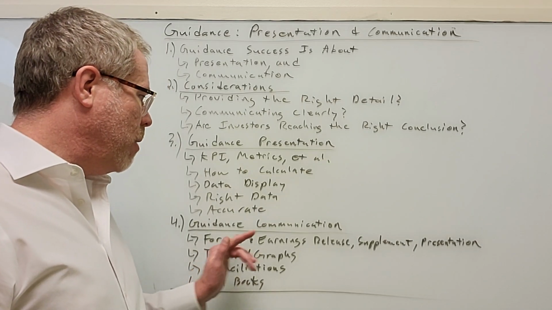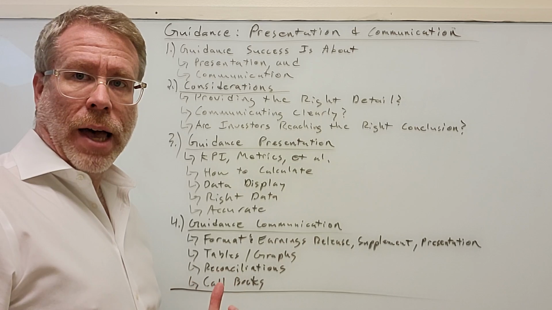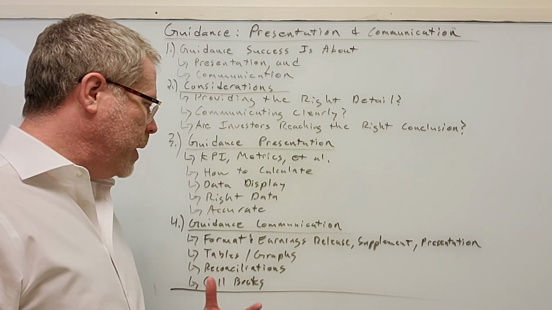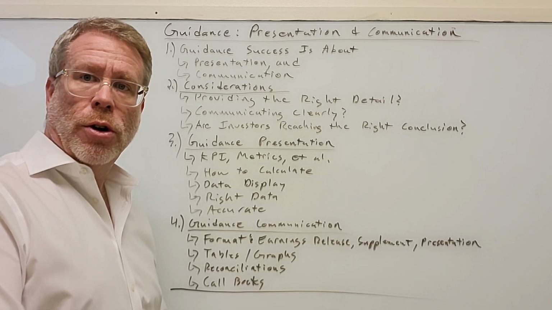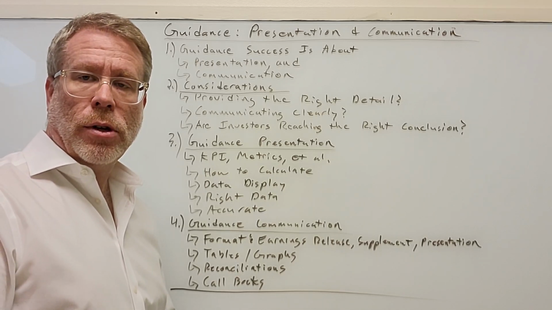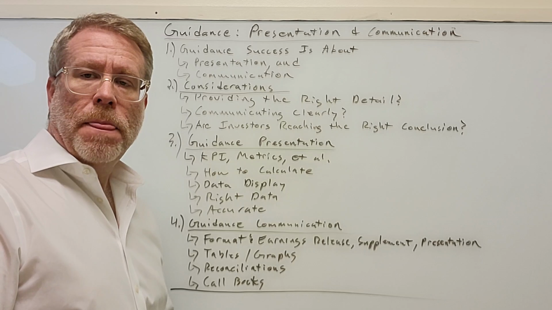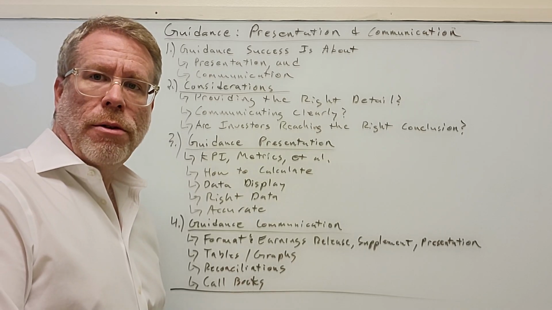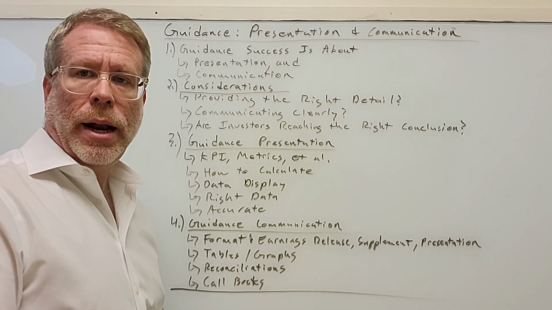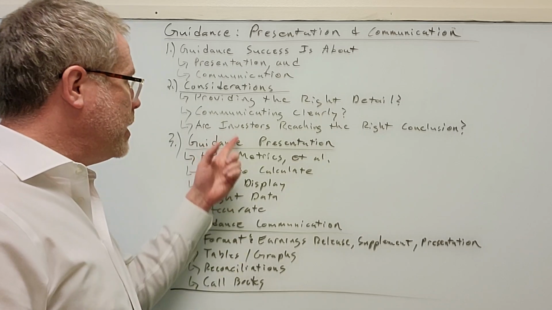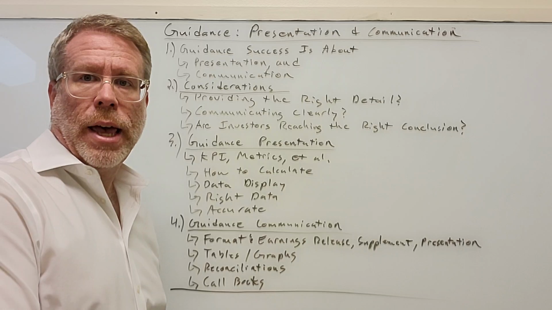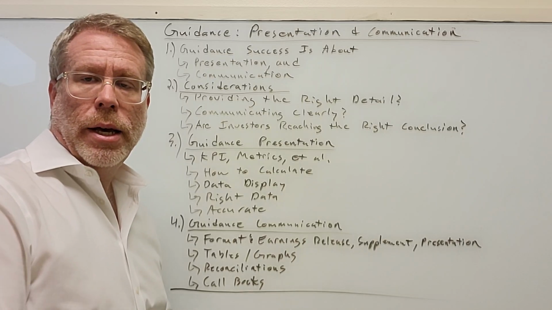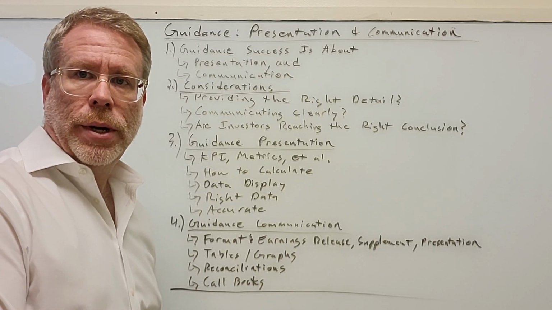Now, what about the communication variable of guidance? Well, the communication variable starts with the idea of format. How are you presenting the guidance? Is it in your earnings release, the earnings supplemental, or the investor presentation? And you need to consider, are these formats optimal? And am I, again, collecting the right data? Is it accurate? And am I putting it in a way that allows investors to calculate it in an Excel model to get to the conclusion I want them to reach?